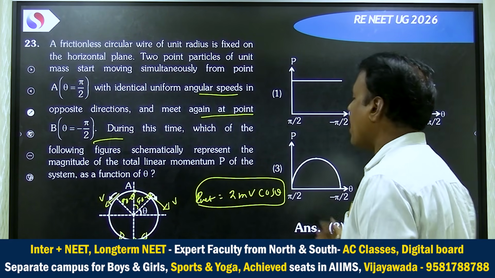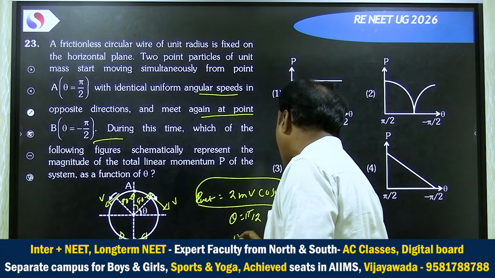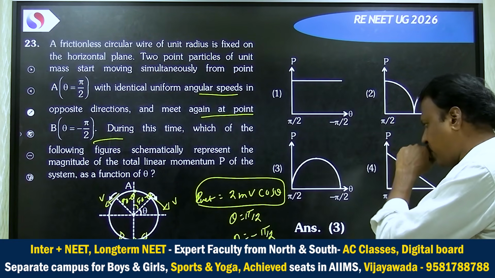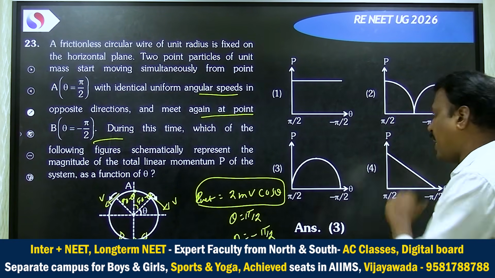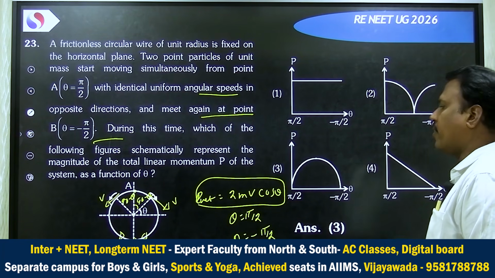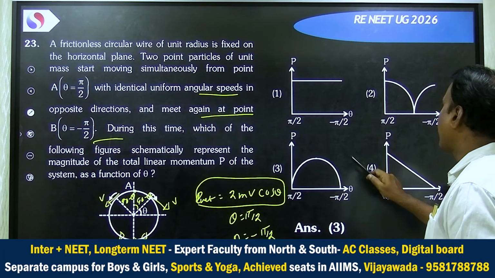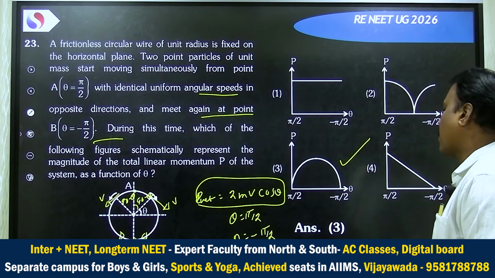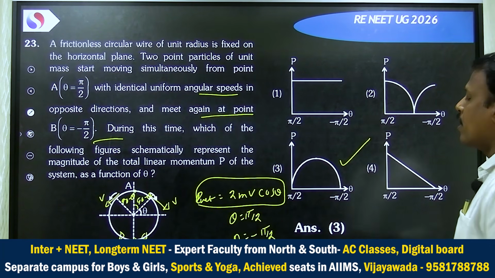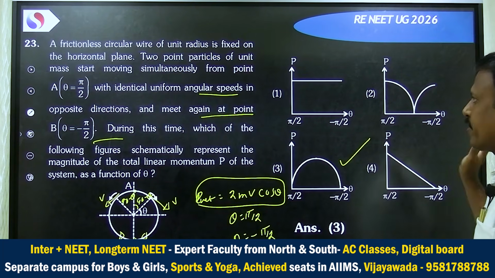So it is a cos function. Moreover, when theta equals pi by 2, it is equal to 0. Theta equal to minus pi by 2 is also equal to 0. So look at the graph which is of the cos nature, and the initial and final momentums are 0. The initial and final momentums are 0 in this particular option only. So just by doing components or the parallelogram law of addition, you can do all these things.